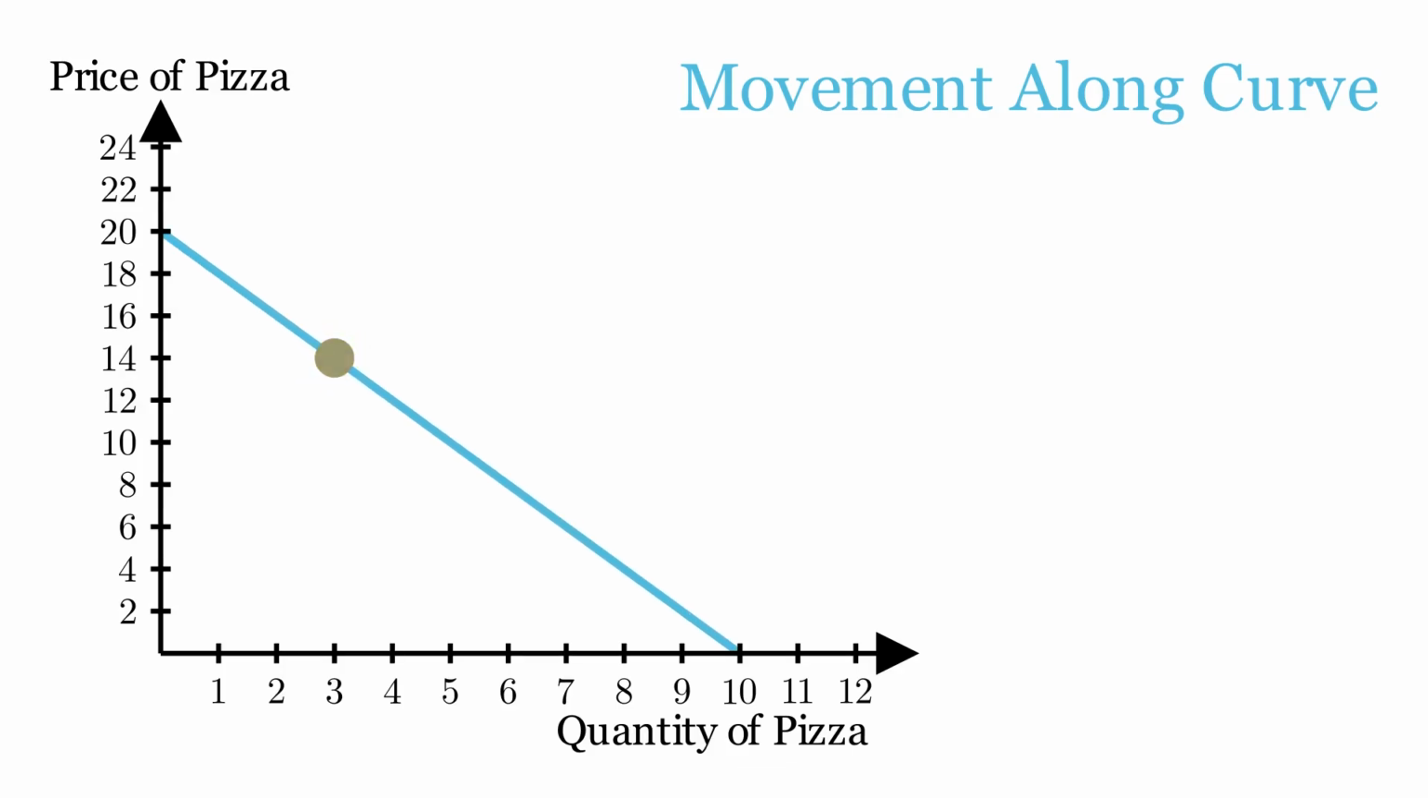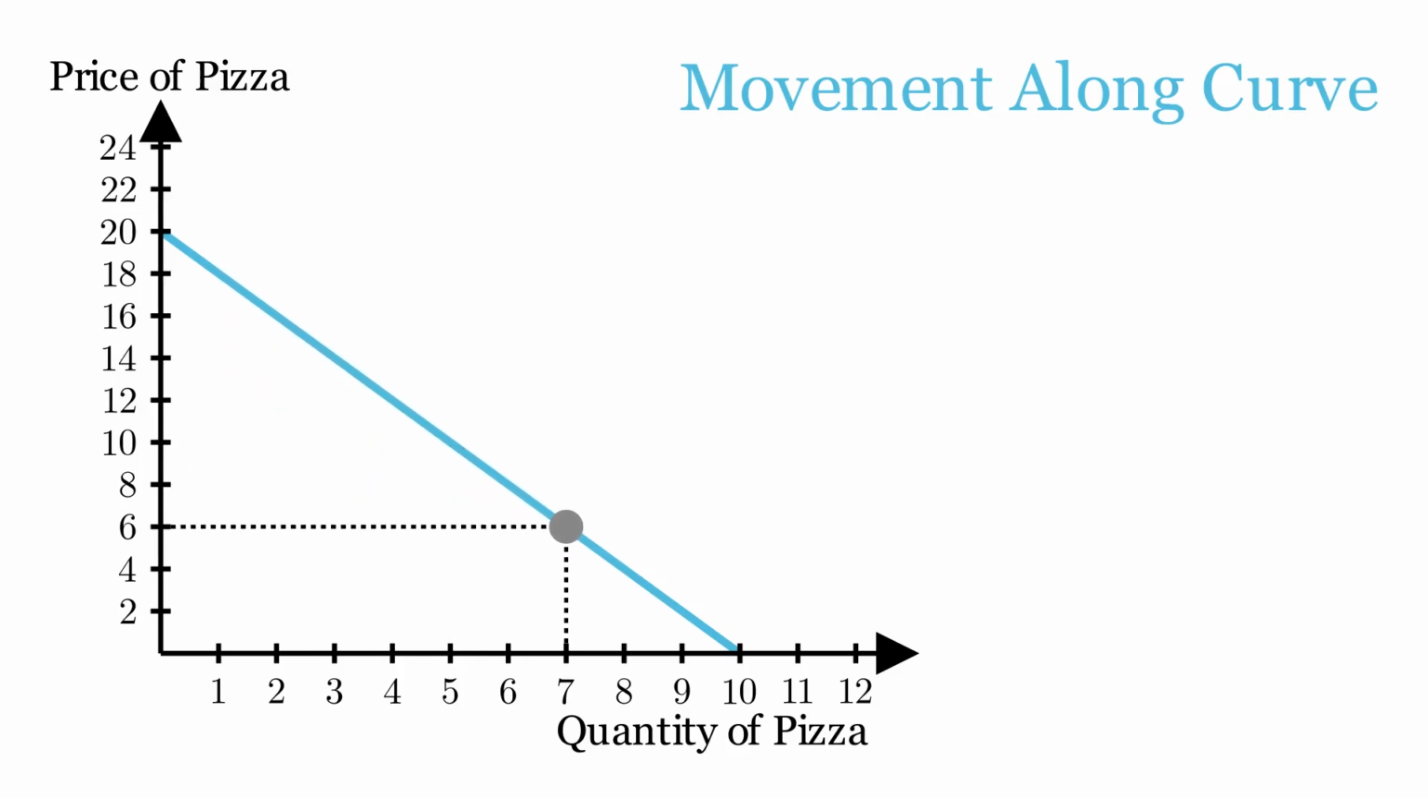This point shows that when the price is 14, the quantity demanded is 3. Now let us reduce the price and move to a new price level. As the price changes, the point moves along the same demand curve and the quantity demanded also changes. Notice that the point does not leave the curve. It simply moves from one point to another point on the same curve. This is called movement along the demand curve.